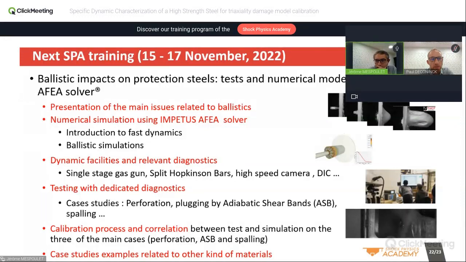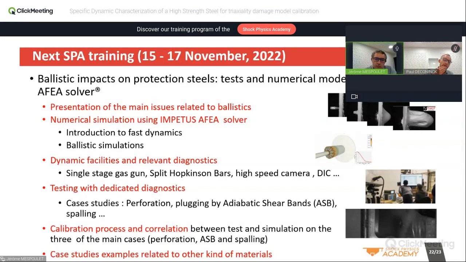Following this topic, we have the next training session that will occur in November, so one month from here. It is entitled Ballistic Impact on Protection Steels: Test and Numerical Modeling with Embedded IFEA. In fact, we will develop the main challenges that have to be tackled when you perform numerical simulation and you want them to be as reliable as possible.